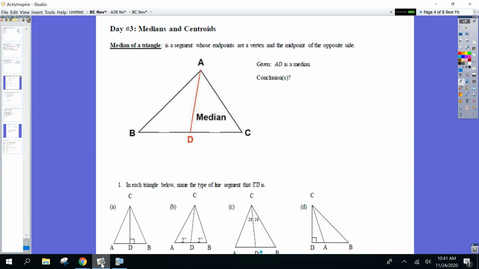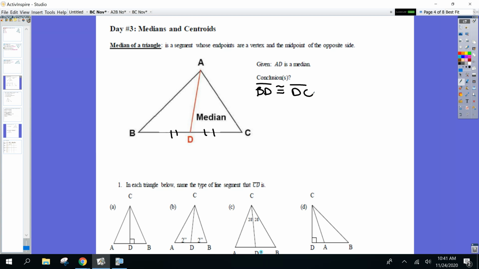Then the two sides are congruent. Which two here? BD and DC. There you go. Thank you. BD has to be congruent to DC because Caroline knows what a midpoint is. Okay? Do not get it confused with altitude. It just goes to the midpoint.